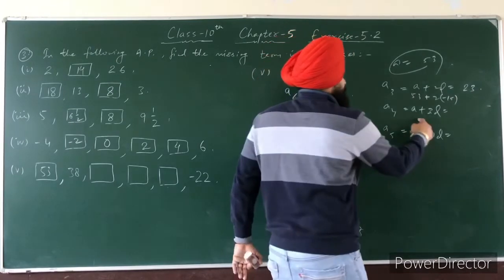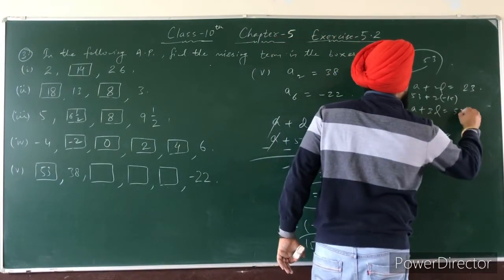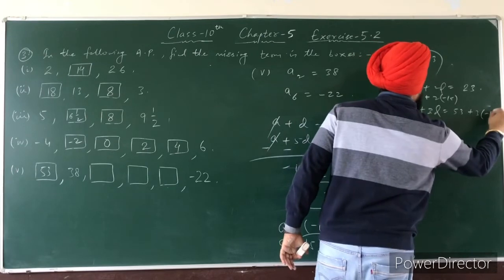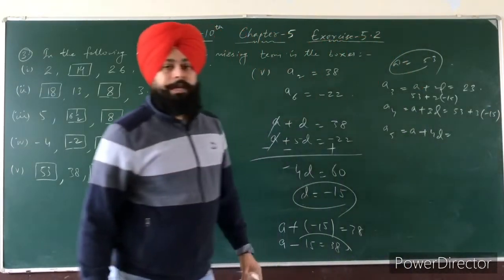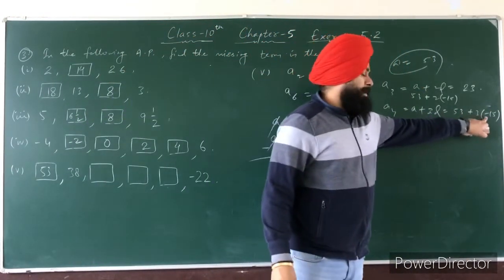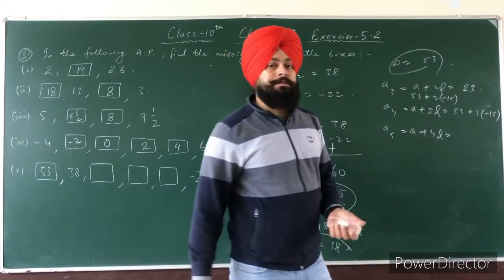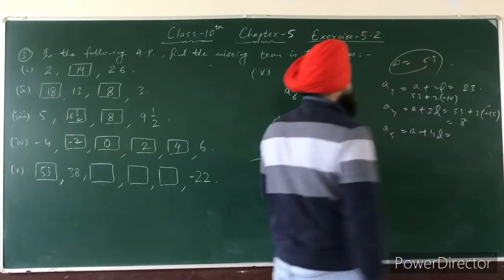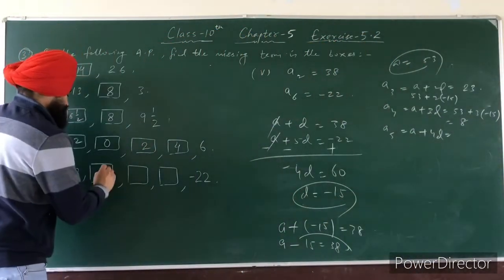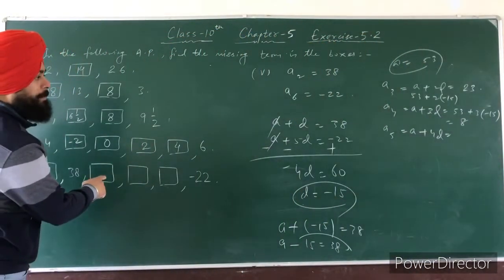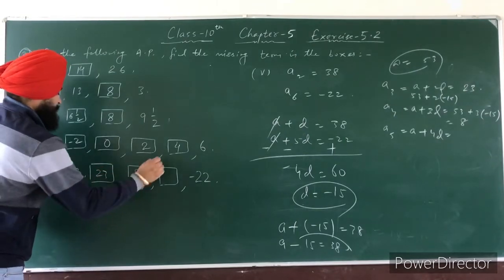Now the next is A plus 3D. A is coming again 53 and D is minus 15. So 3 into minus 15 is 45 and 53 minus 45 is 8. So the value for fourth term is 8. Third term is how much? 23. This one is 8.